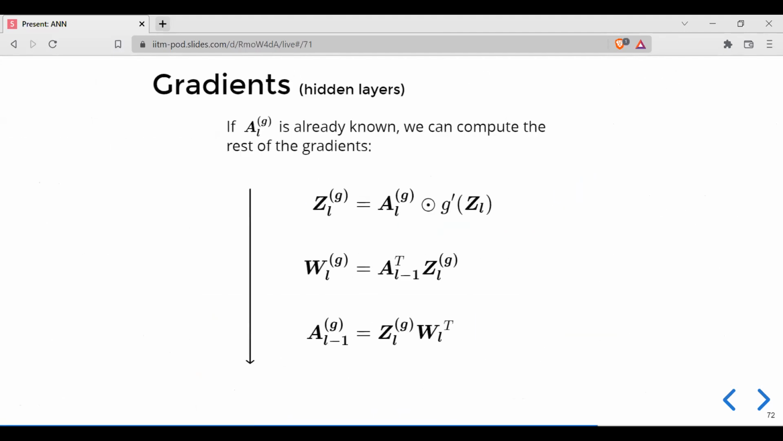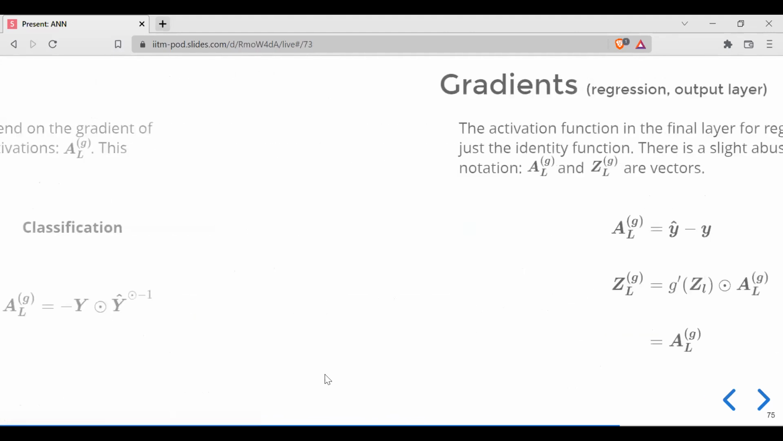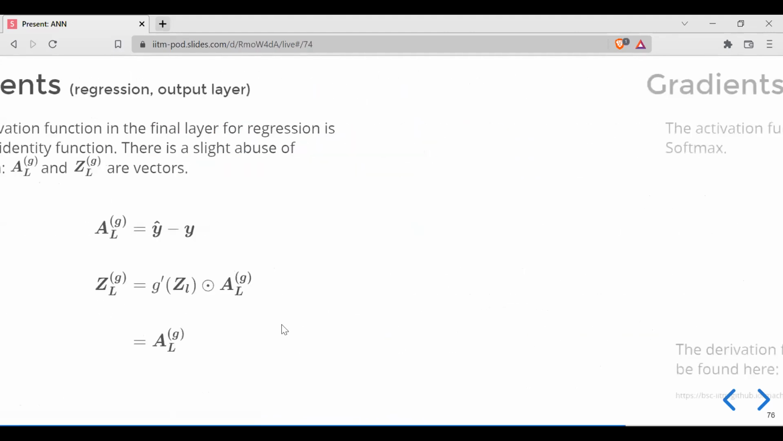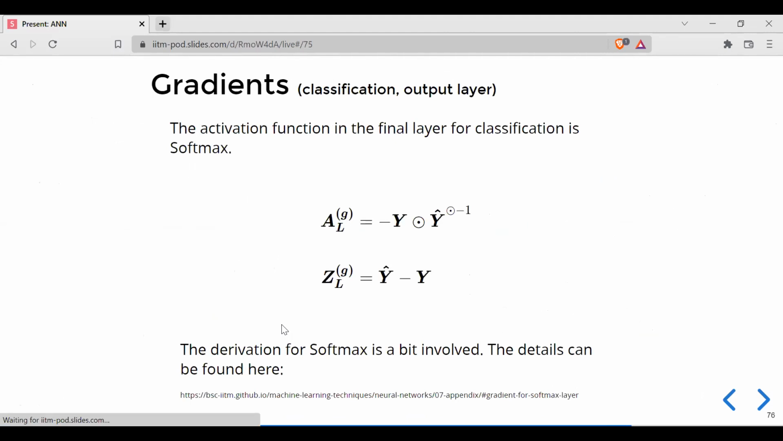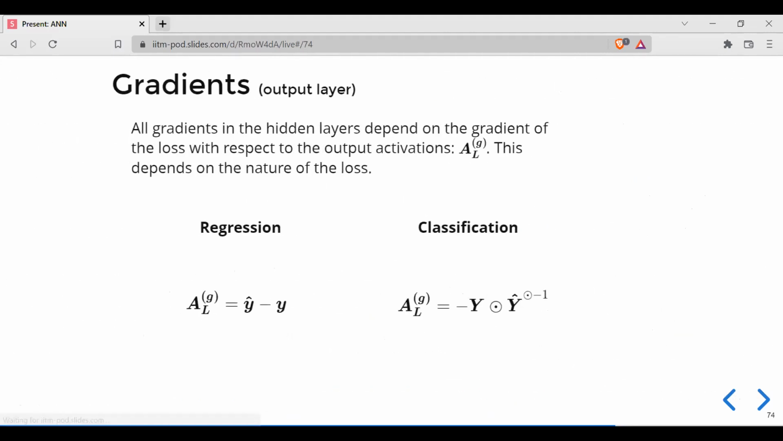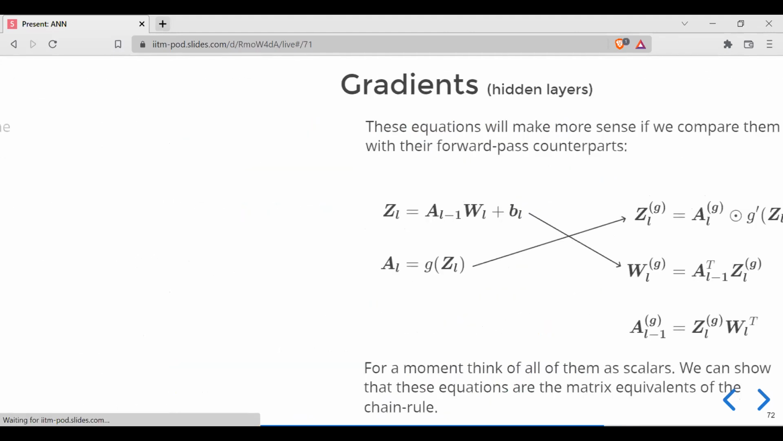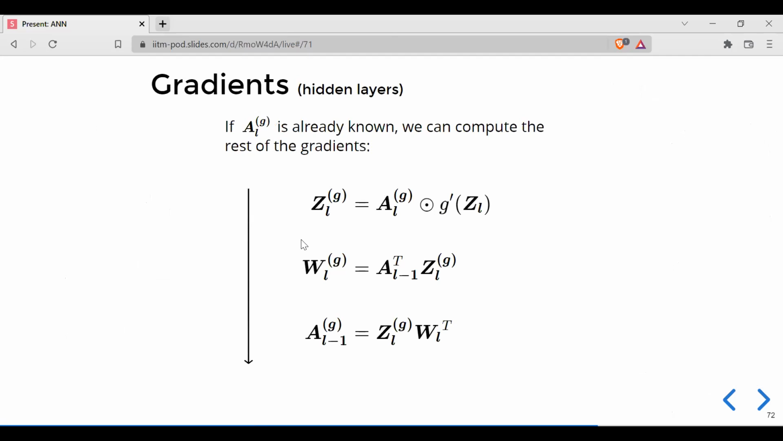And the updation rule is the same. In the matrix vector notation, why do we have a dot in the first equation, and in the other we have a multiplication? So this dot denotes the element-wise multiplication.